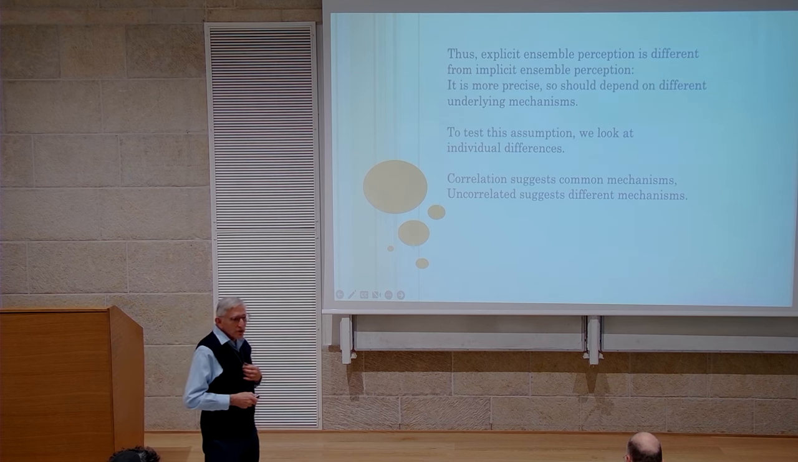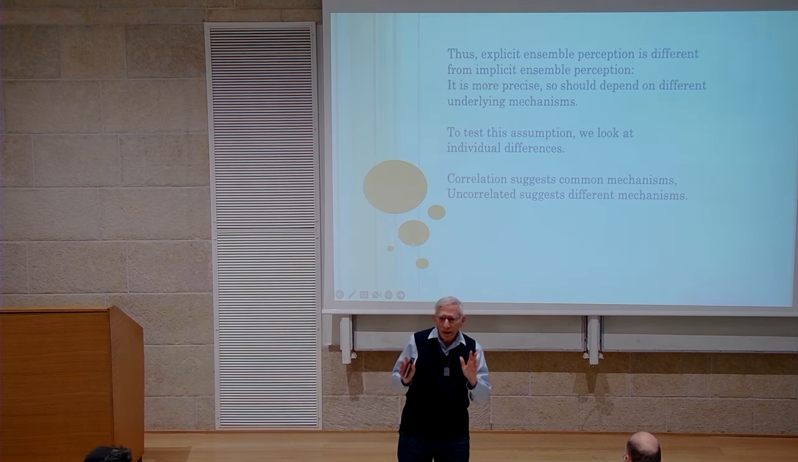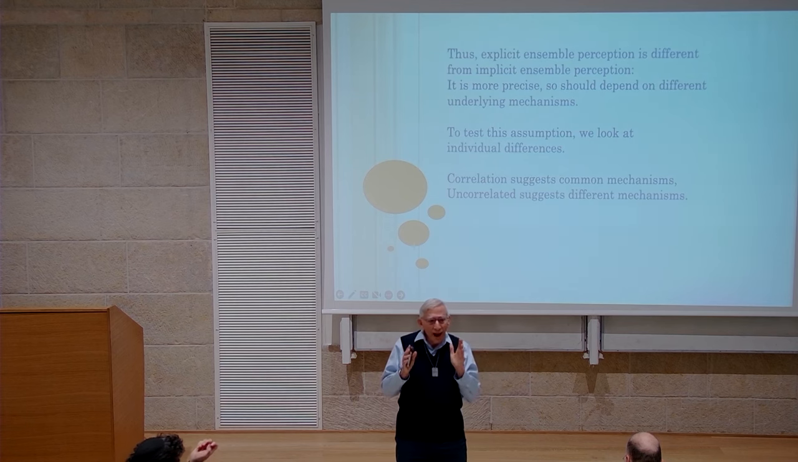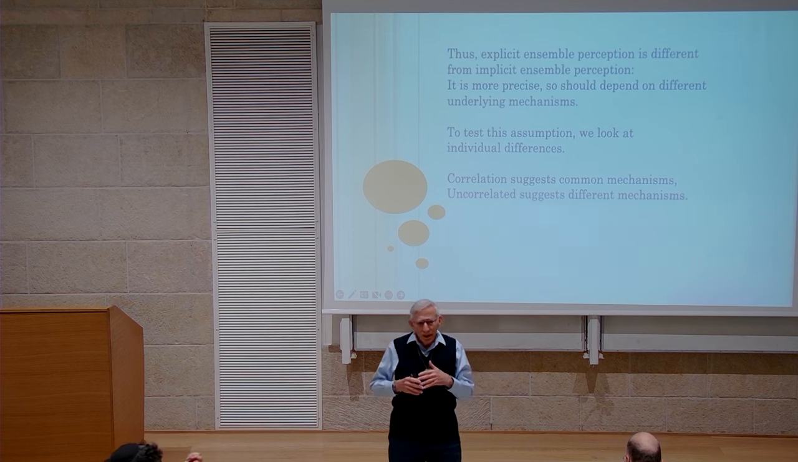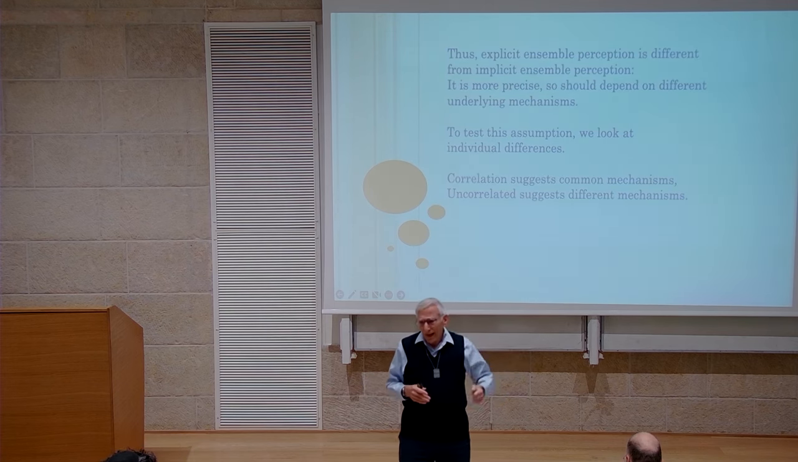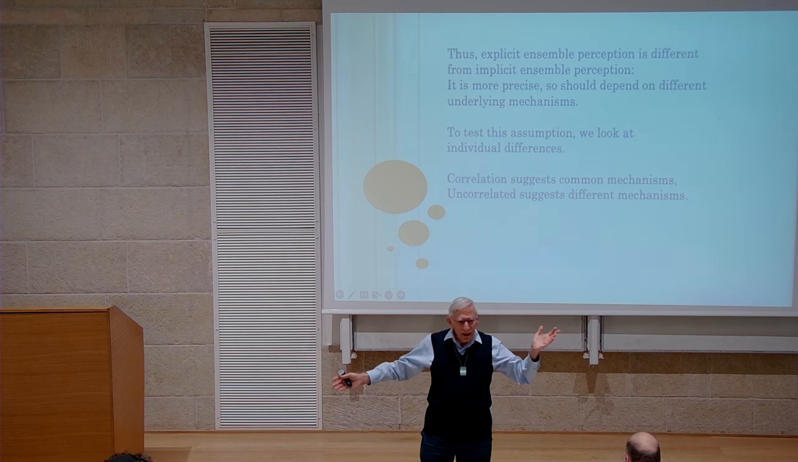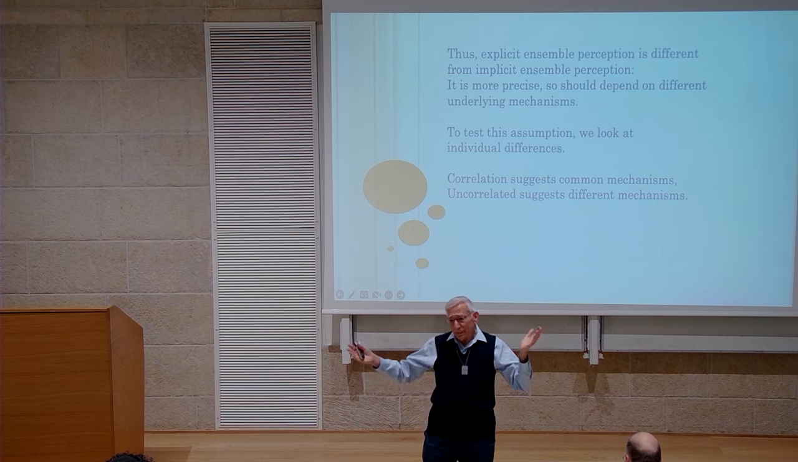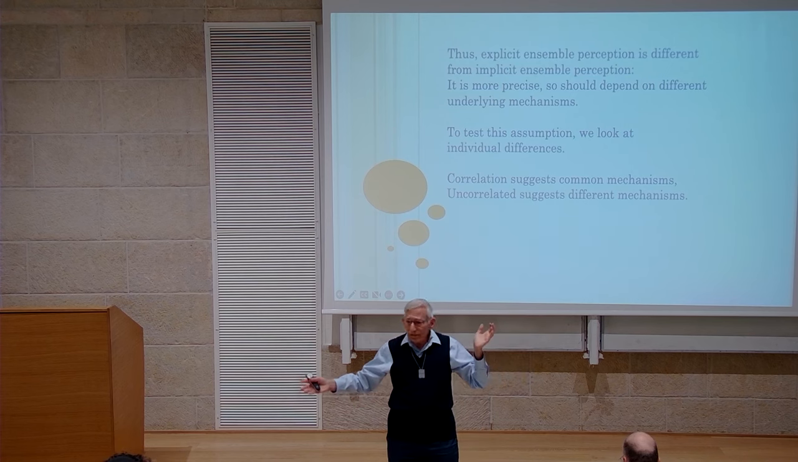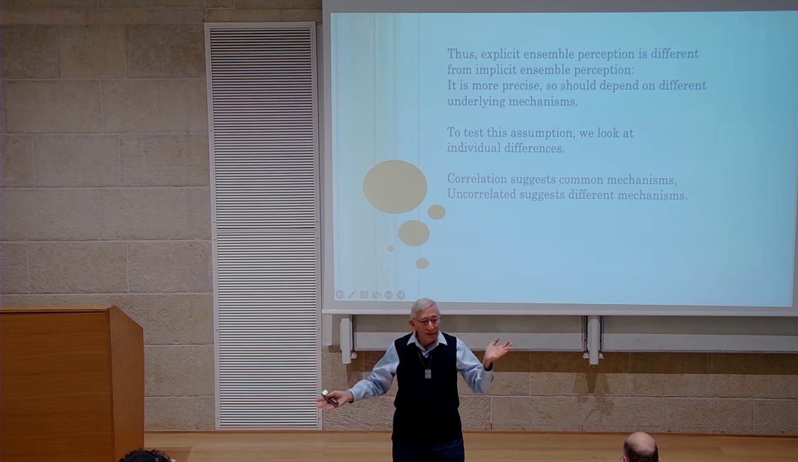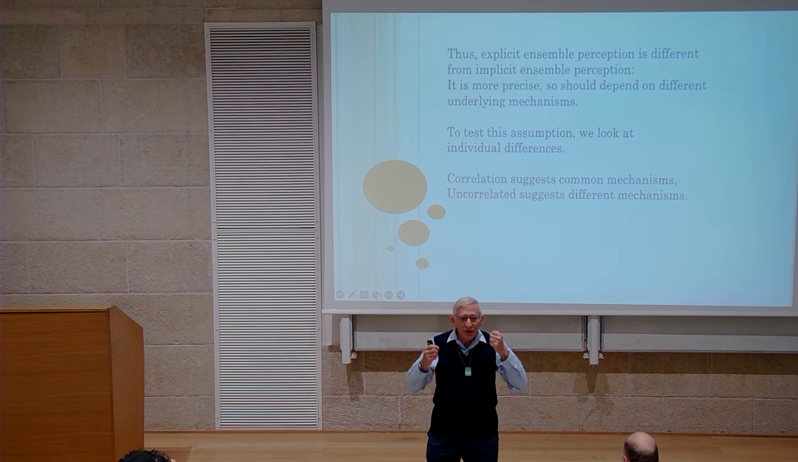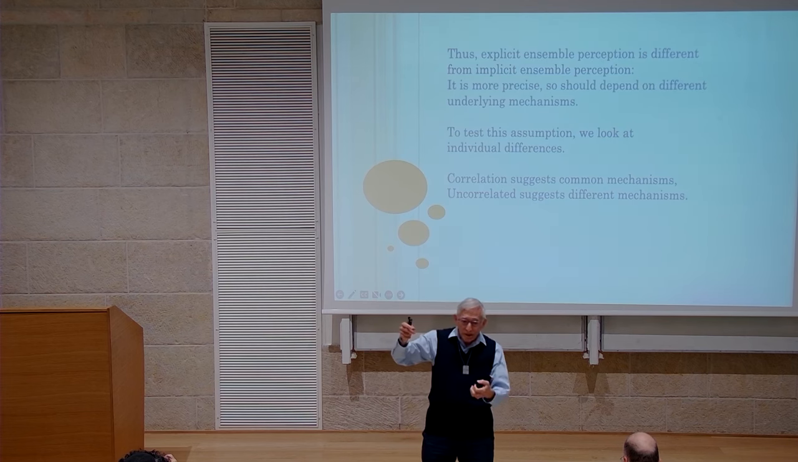To test this assumption, we look at individual differences. What is individual differences? You take 100 subjects. In this case, it's going to be 55, but OK. You take 100 subjects, and you ask them to do 2 tasks. One of them is to categorize birds. And another is to judge the size of a circle. They have nothing to do with each other. And you're going to find that some subjects are better on this, some subjects are better on that, because this one happens to have a brain which is better at judging birdness, and this one has a brain which is better at judging size. And they depend on different mechanisms. But if you're just asking them to judge 2 things which have the same mechanisms underlying the brain, then you expect those who are better at this to be better at that, and those who are worse at this to be worse at that.